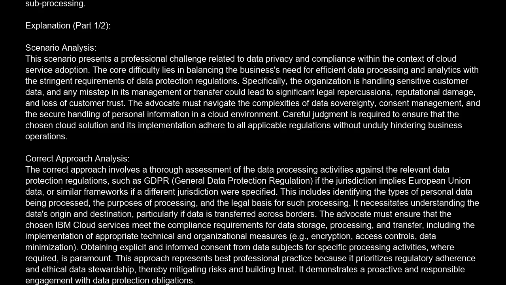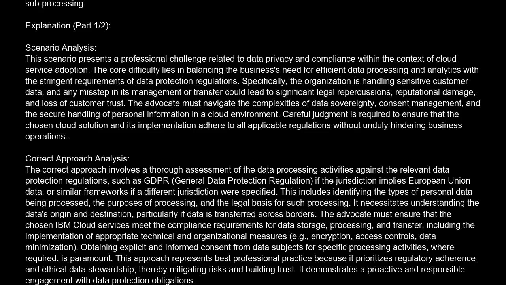Specifically, the organization is handling sensitive customer data, and any misstep in its management or transfer could lead to significant legal repercussions, reputational damage, and loss of customer trust. The advocate must navigate the complexities of data sovereignty, consent management, and the secure handling of personal information in a cloud environment. Careful judgment is required to ensure that the chosen cloud solution and its implementation adhere to all applicable regulations without unduly hindering business operations. Correct approach analysis.